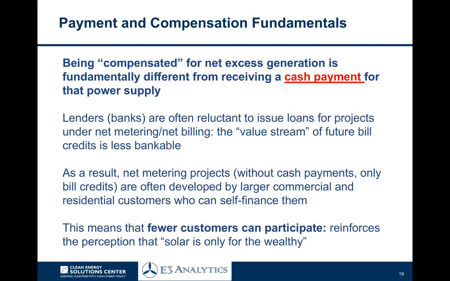Lenders like banks are often reluctant to issue loans because the value stream is less bankable, as we just discussed. This means that most net metering based solar projects are developed by customers that have financial resources, like larger commercial customers, or by residential customers who can self-finance them, essentially finance them with cash. However, this has as a consequence that fewer customers can participate, and it reinforces the perception that solar is only for the wealthy. And by and large, if you look across the US and indeed in many parts of Australia, the perception remains that solar is for the wealthy, partly because it's mostly wealthy customers who have an interest. As we'll see in a moment, there are some additional reasons why it's particularly attractive for wealthy customers, but also because they have the disposable income to self-finance the systems without a bank loan.